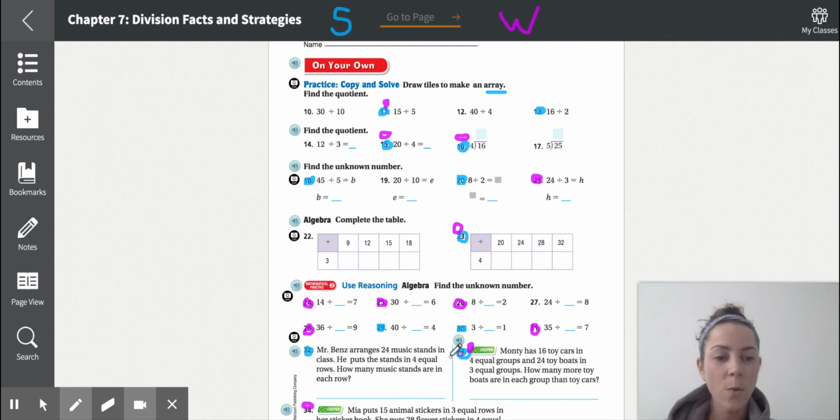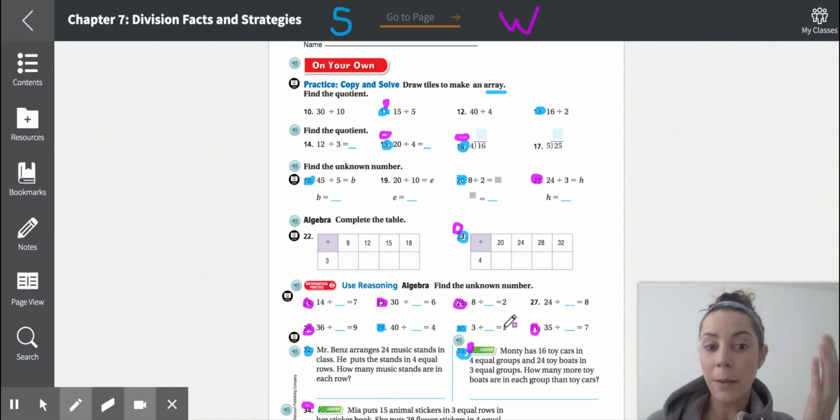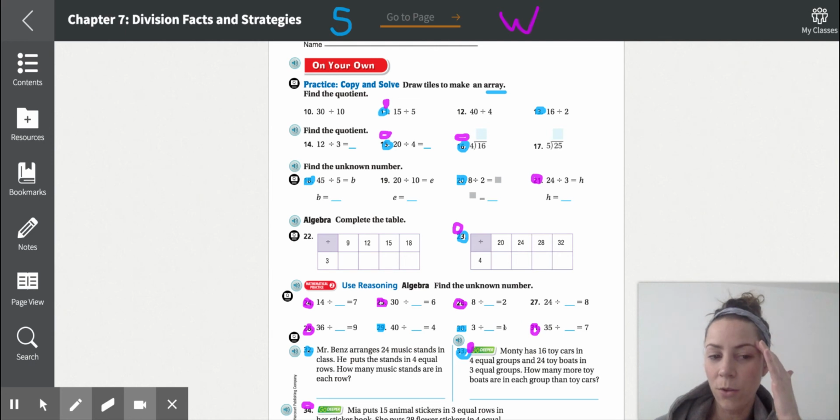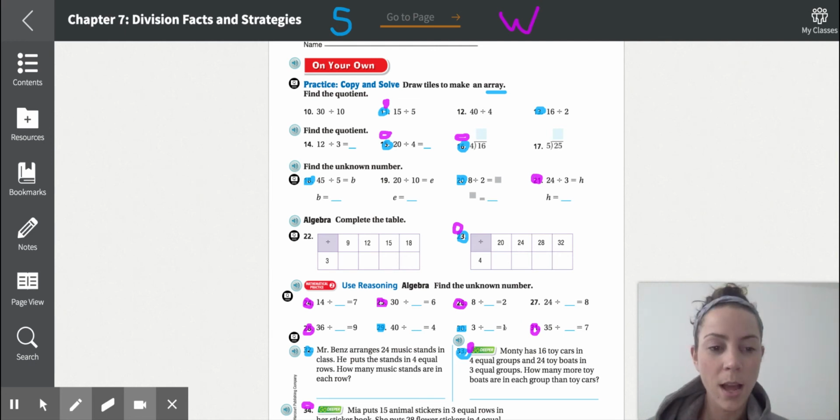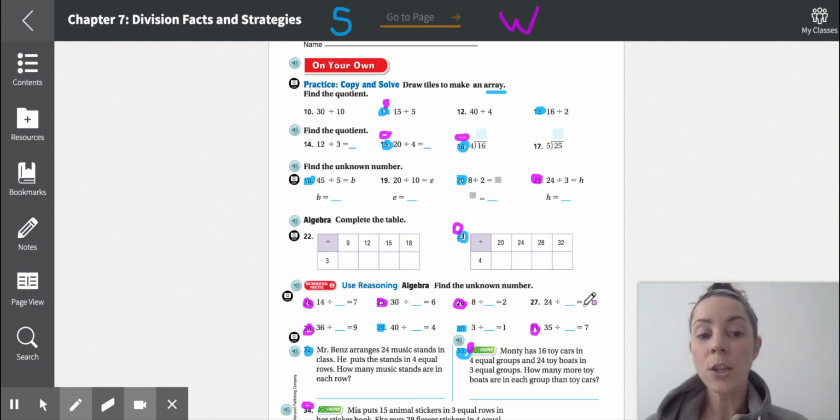Okay, so windy cities and second cities. For these algebra ones in the middle that are a little bit like missing something, and you have to really use your reasoning to figure out what the missing number is, I'm going to do 27 as maybe a helpful tip. So right now I have 24 divided by blank equals 8. I don't know what goes here, okay? So what I usually do is I'm going to maybe flip it backwards because most of us are better at multiplication than division.